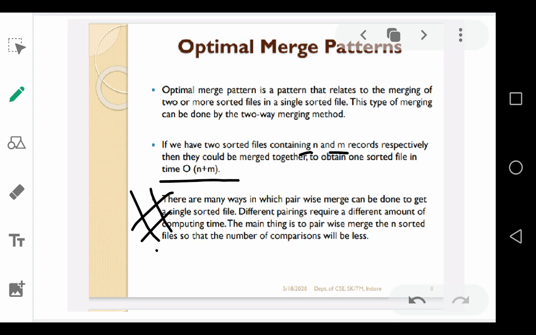So how are we going to choose which technique, which approach is feasible? Here, in order to accomplish this, the main thing is to pairwise merge the n sorted files so that the number of comparisons will be less. So that approach will be more feasible.